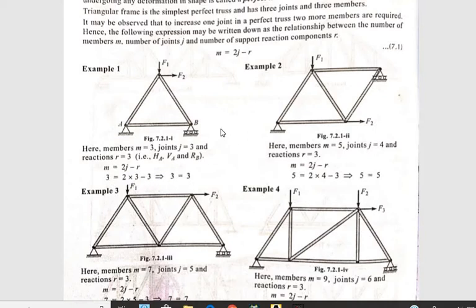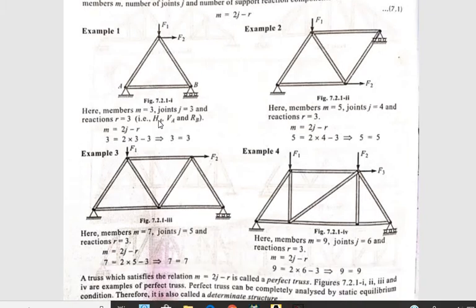Since this equation is satisfied, the given truss is a perfect truss. Okay, this is another example. Here there are again four... how many members? 2 and 3, 5 members, 4 joints. Equations are 3 because we are entirely dealing with 2-dimensional trusses, 2D problems, not 3D. So m is equal to 2j minus r, so it becomes again 5 is equal to 5. So this is also an example of a perfect truss.